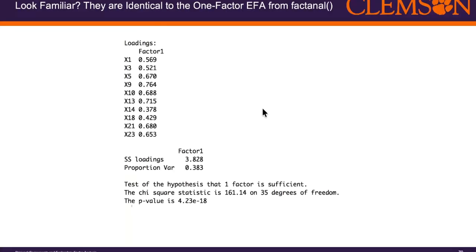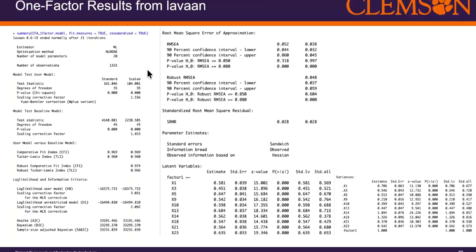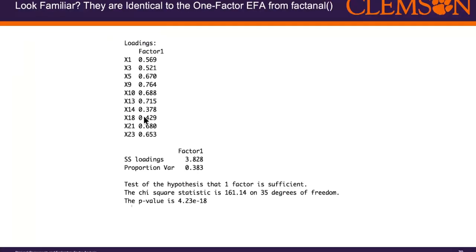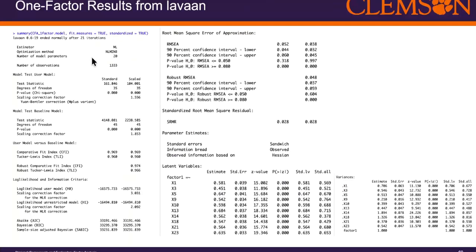We don't have to rotate things. And again, here's the value of all of this from the previous approach. Remember, 161.846 there is our test statistic, whereas this is slightly different, 161.14. But remember, in this original model, we had some missing data, whereas we don't have to remove the missing data in lavaan. So those numbers aren't identical, but I would trust lavaan more because we're using all the data that we have available to us.